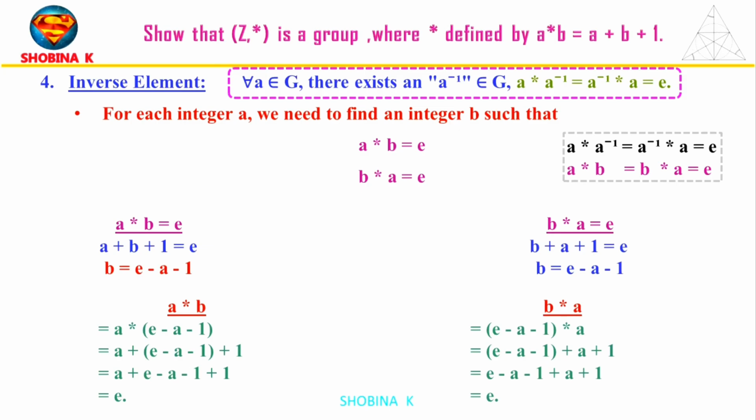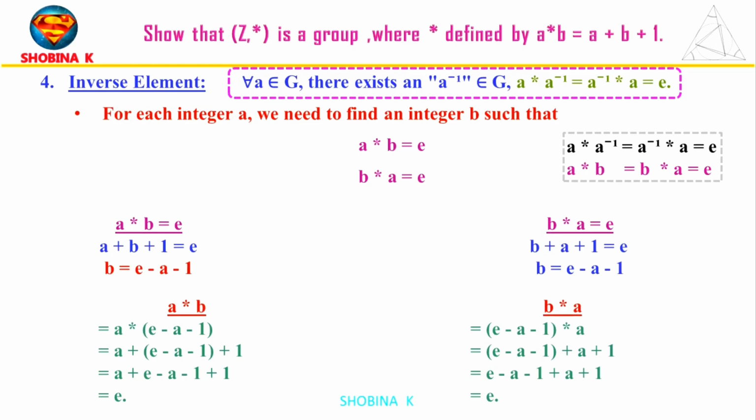Now let's find the inverse element for an arbitrary integer a. First we will find for a * b. a * b = a + b + 1 is given in our sum. So replace a * b as a + b + 1. Now isolate b. Take a and +1 to the right hand side. Now we get the b value: e - a - 1. And also check for b, which serves as inverse for a. For that, substitute b value as e - a - 1.